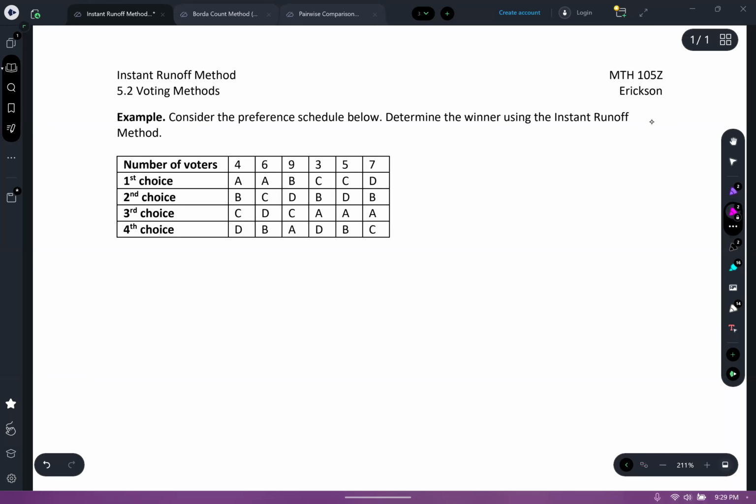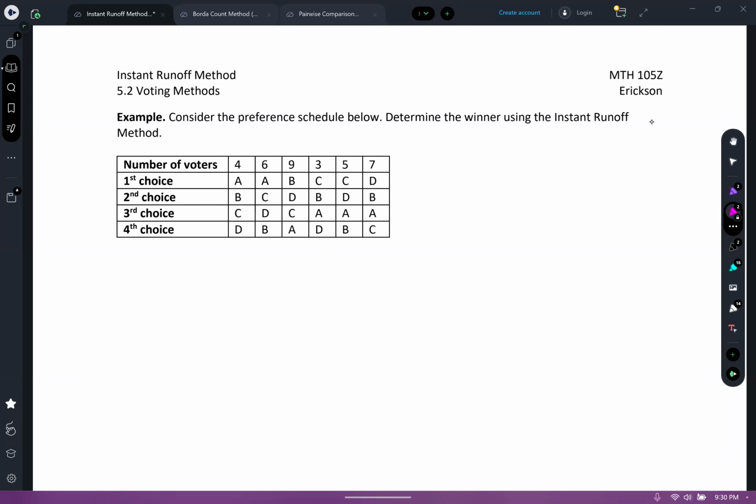So for example, this first column tells us that 4 voters ranked A first, B second, C third, and D fourth. And for instance, this column here tells us that 5 voters ranked C first, D second, A third, and B fourth. So this is one type of ranked choice voting.